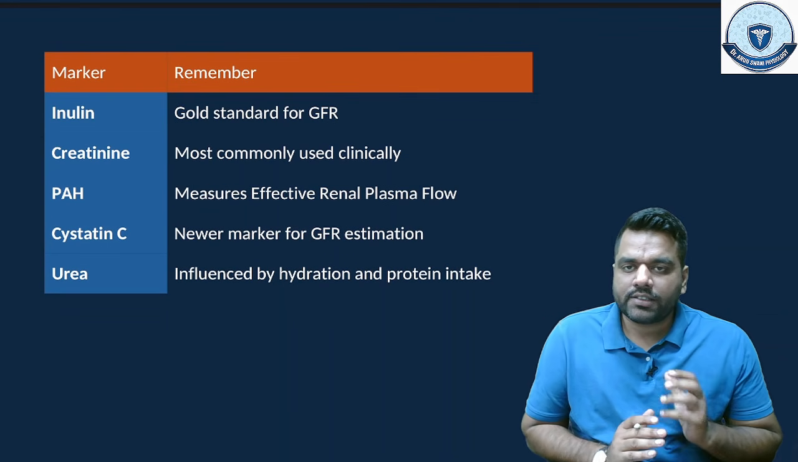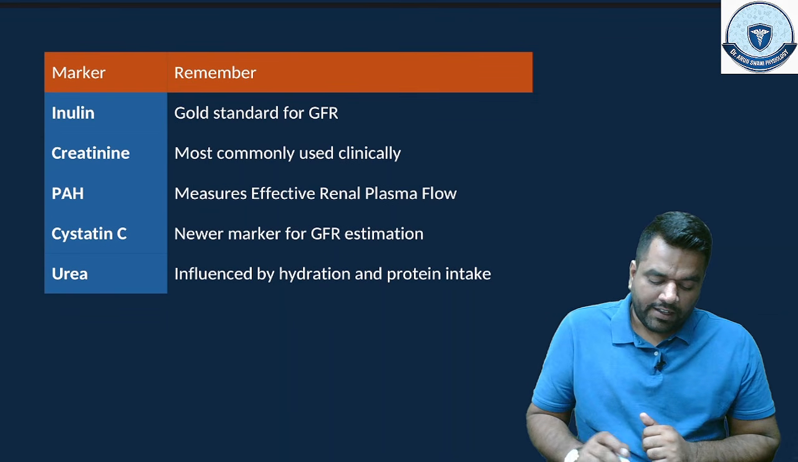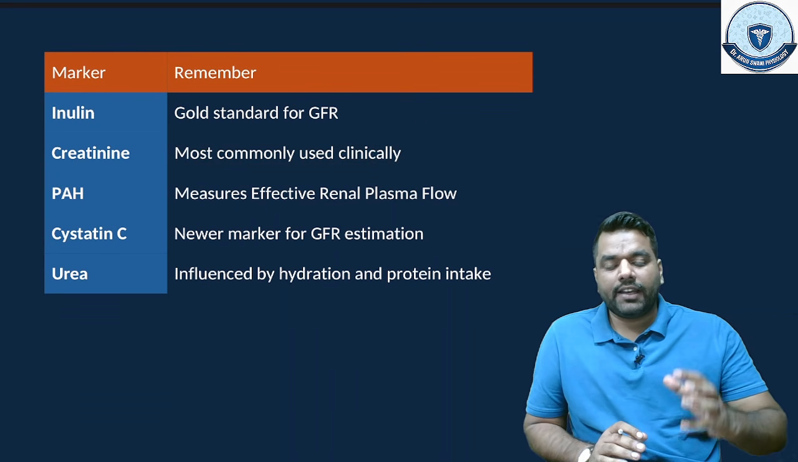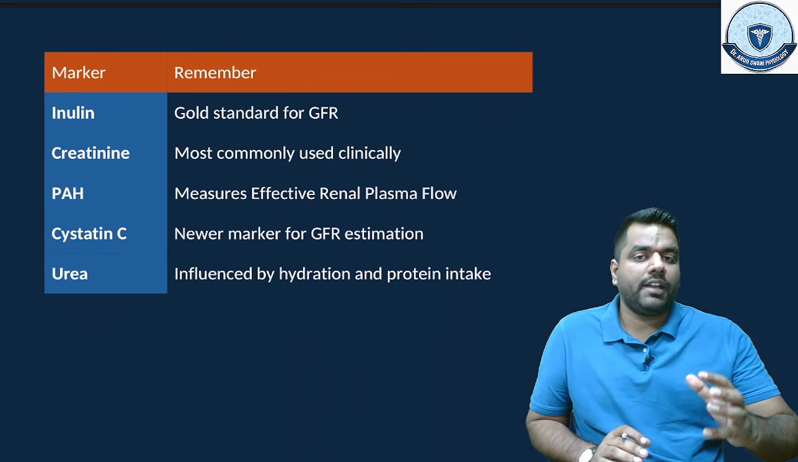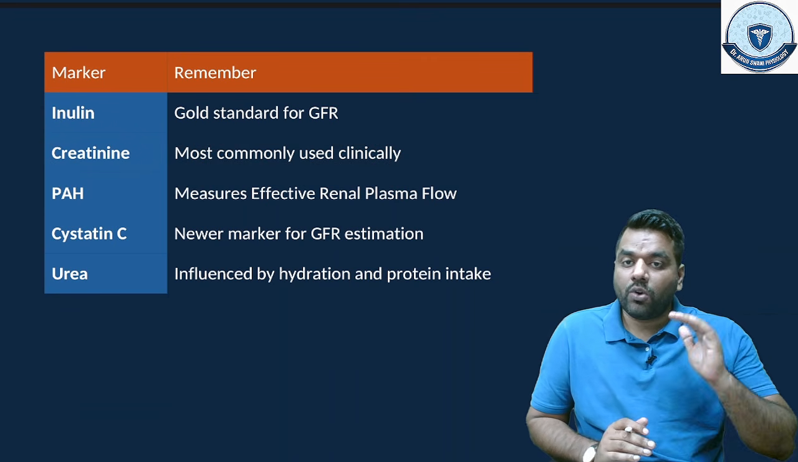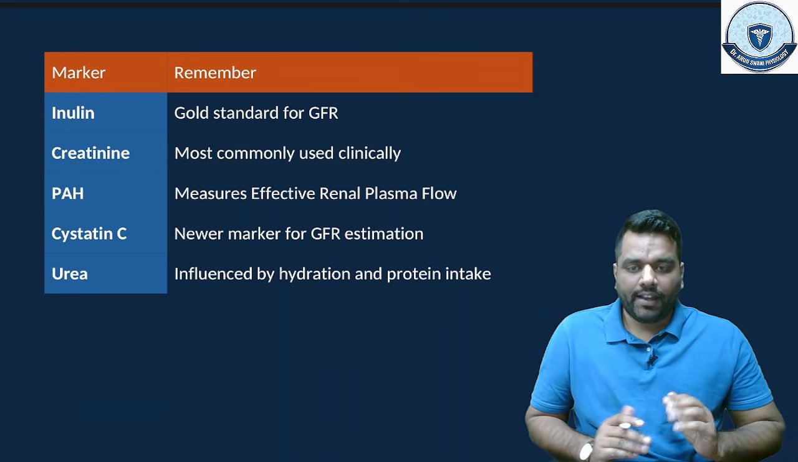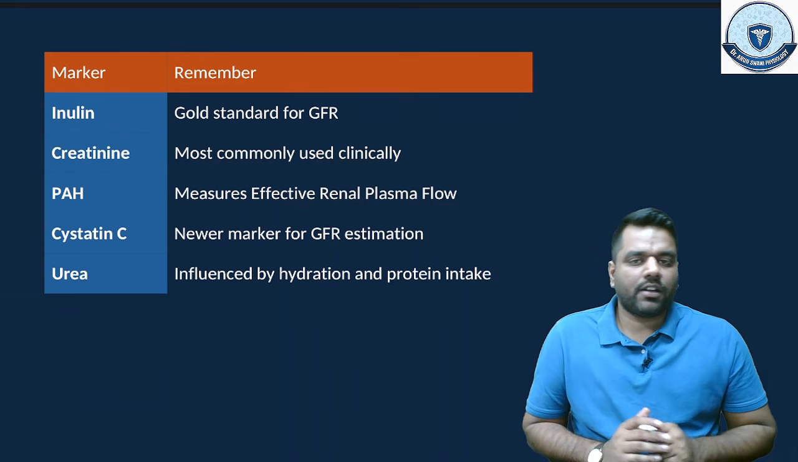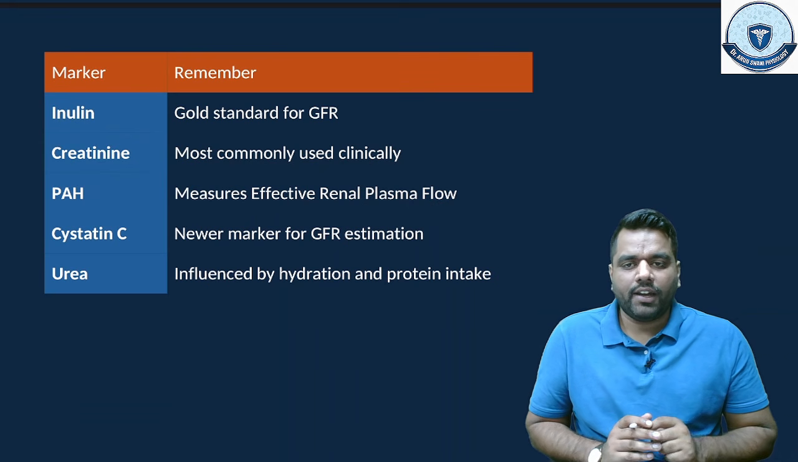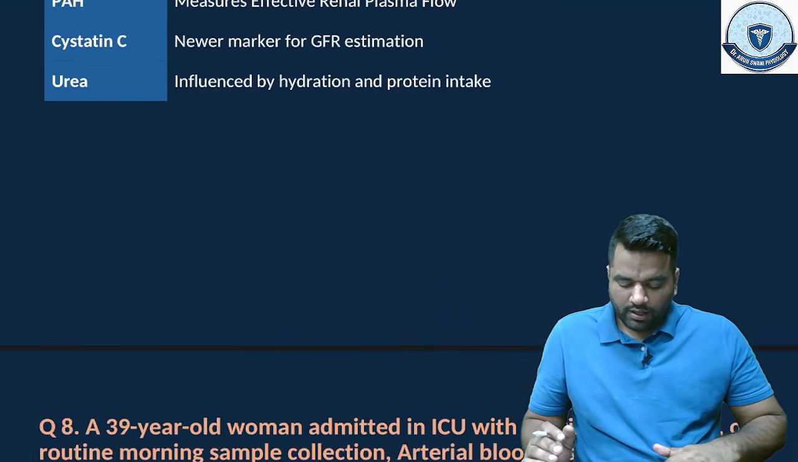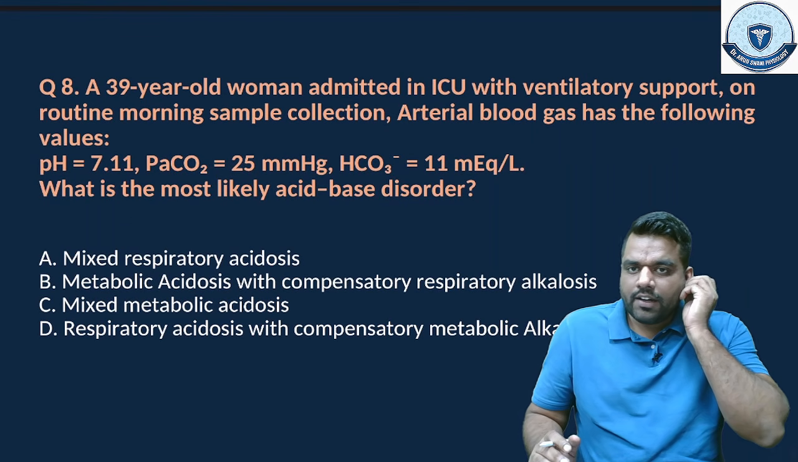Inulin is the gold standard for the GFR. Creatinine is the most commonly used clinically. So if the exam asks which is the most commonly clinically used for the GFR, then you should choose creatinine. But if asking gold standard, inulin. PAH is for renal plasma flow. Cystatin C is the new marker for GFR estimation, and urea is influenced by hydration and protein intake.